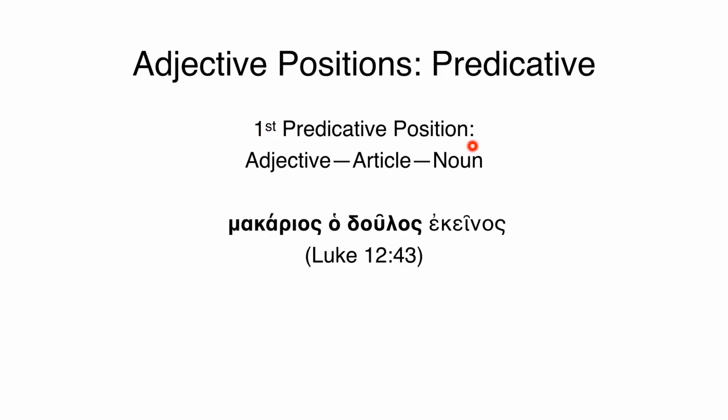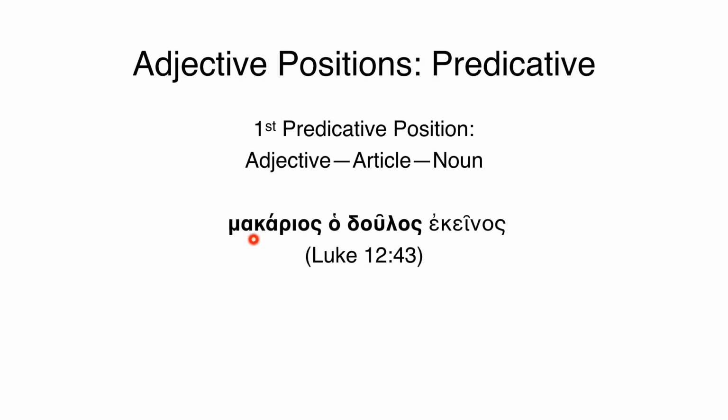Next we come to the predicative positions. The first predicative position is adjective, article, noun. So in other words, the adjective does not have an article of its own, unlike the attributive positions. Now the force of the predicative function is to predicate something about the noun. In other words, it will be translated with the verb to be supplied.